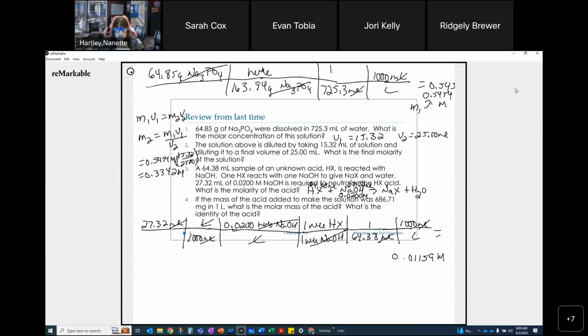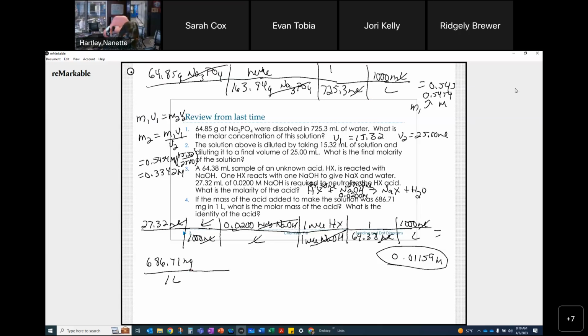Now, if the mass of the acid added to make the solution was 686.71 milligrams in 1 liter, what's the molar mass of the acid? And therefore, what is the identity of the acid? Okay. So I'm looking at this going, right, so I have 686.71 milligrams in 1 liter. I also know that the molarity, the moles per liter, is given right here, right?